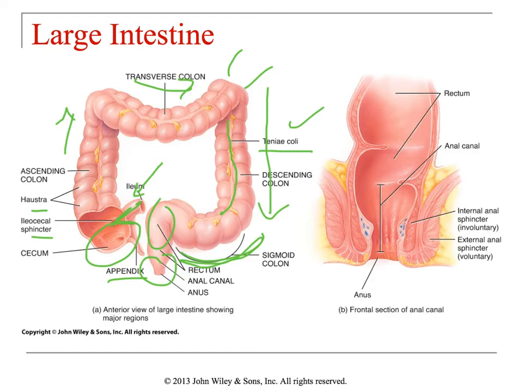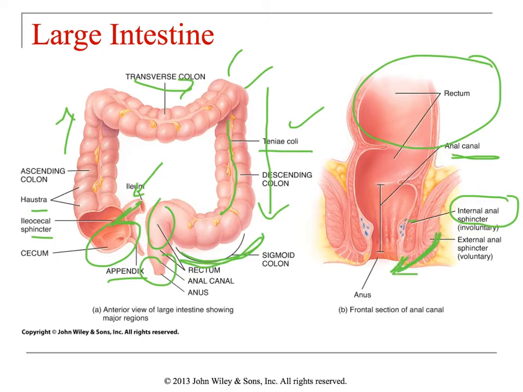Ascending, transverse, descending. Okay, and then if you look at the rectum, so here's the rectum. It's like the last stop before you get to the anus. Then you'll have the anal canal. Two layers of muscle, two muscles: the internal sphincter, and then the external sphincter right here.